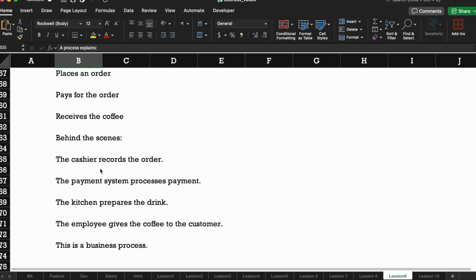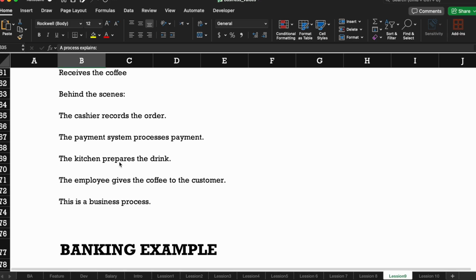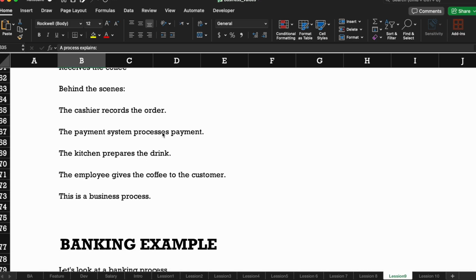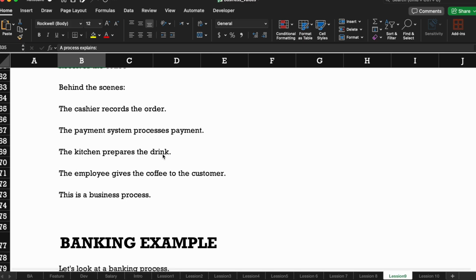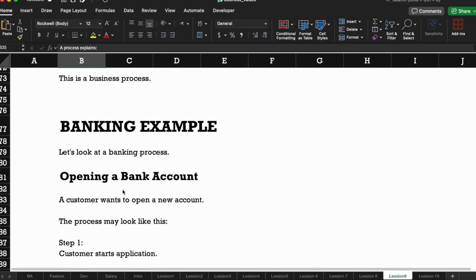Behind the scene, the cashier records the order, right? You see the cashier enter it into the system, the payment system processes the payment, and you see the same amount displayed on the payment panel, like the debit or credit machine, or in the display as well. The receipt is printed. When the payment is completed, the receipt is printed and the order goes to the kitchen. The kitchen prepares the drink. The employee gives the coffee to the customer. This is a business process, right?